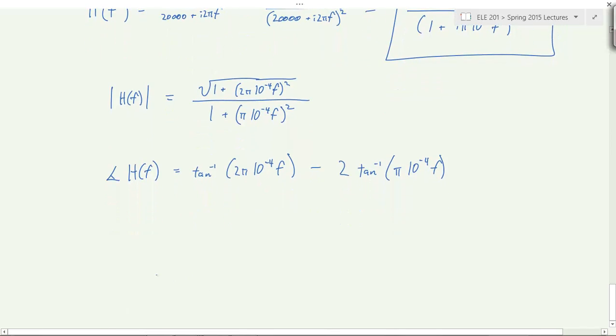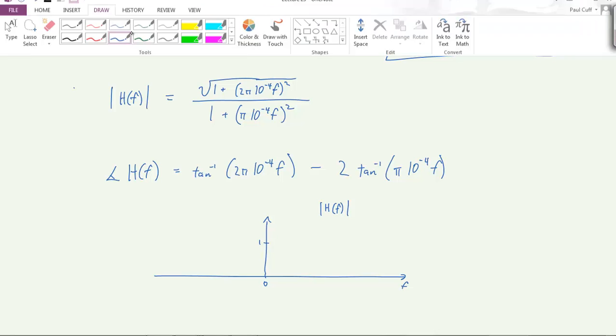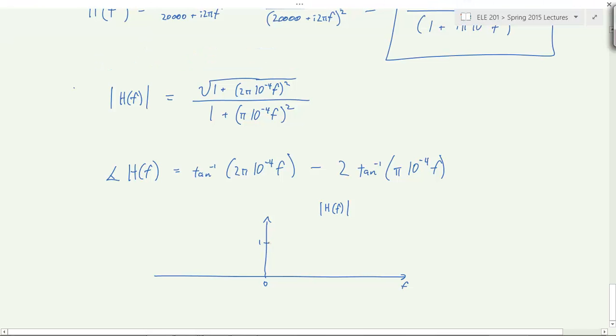But the point is, I want to plot now the magnitude of h of f. Here's frequency, and let's say this is 1 in the middle. The magnitude of h of f actually looks like this. It's kind of flat, bumps up, and then it comes down like this.